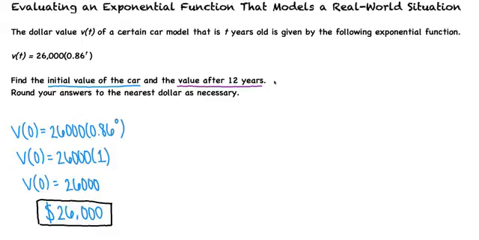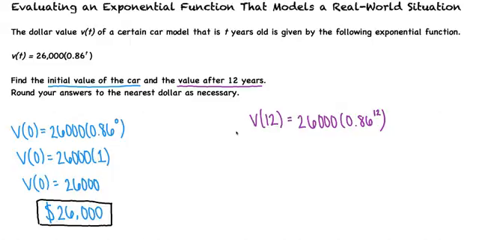The next part of the problem wants us to find the value of the car after it is 12 years old. Why don't you try to guide us through how to solve this part? Okay, for the last problem, we had to use a value of t that would give us the initial value of the car, which was 0. This time, they want us to find the value of the car when it's 12 years old, so we need to have t equals 12.